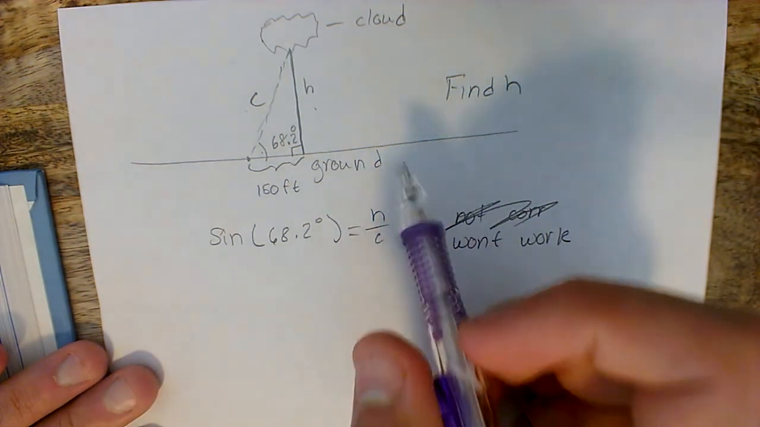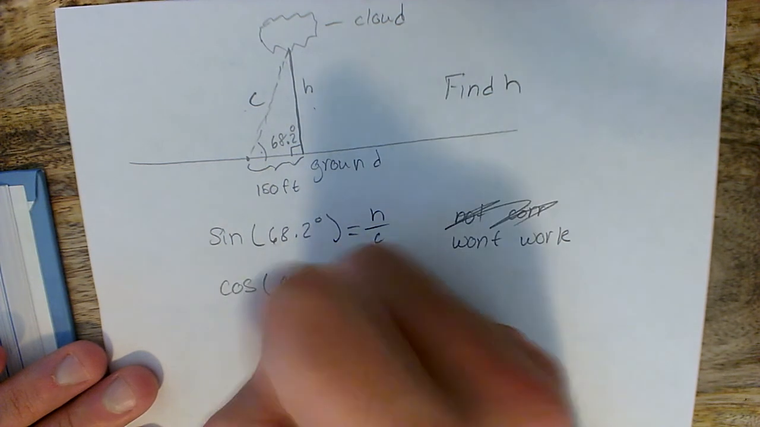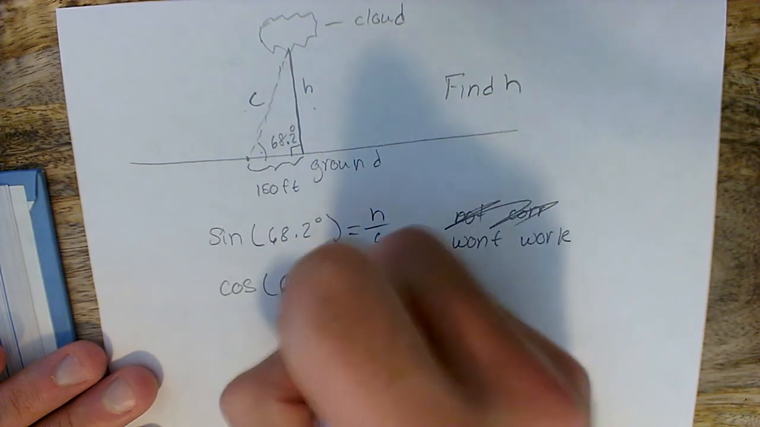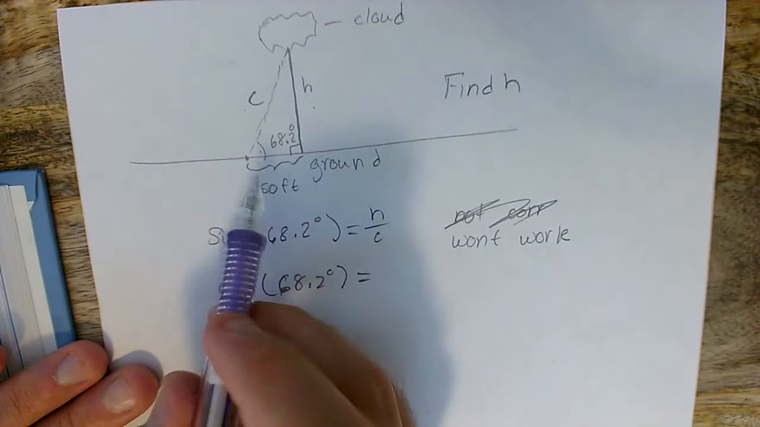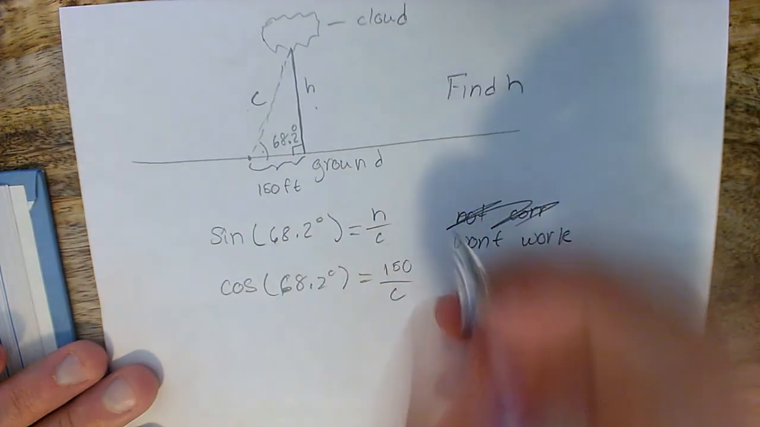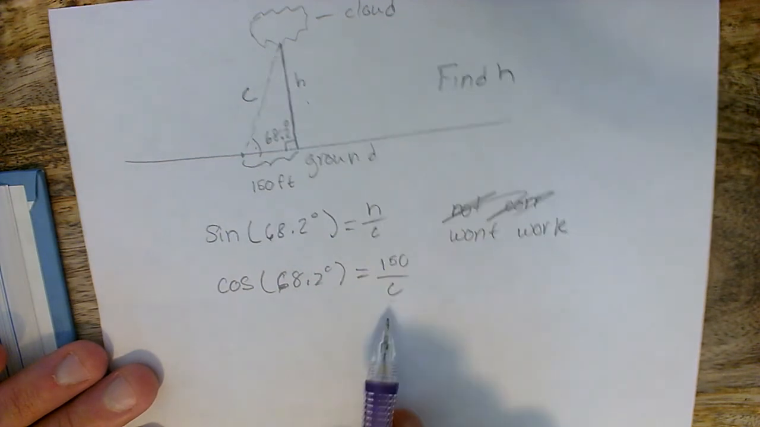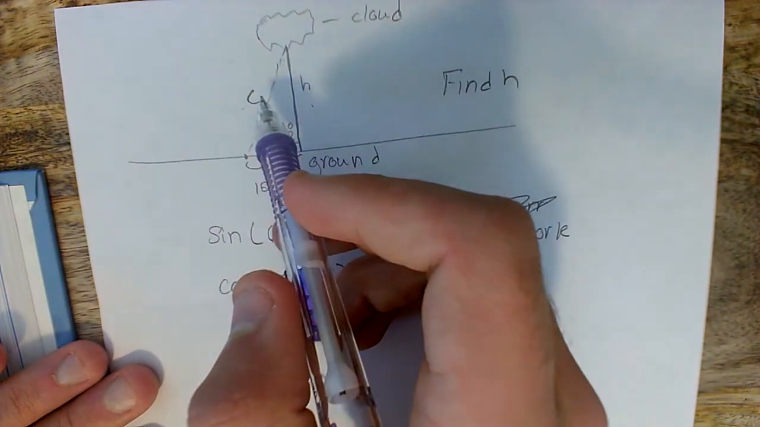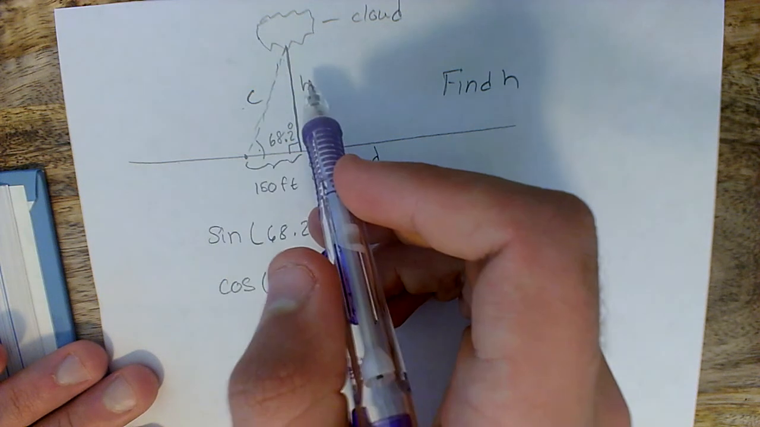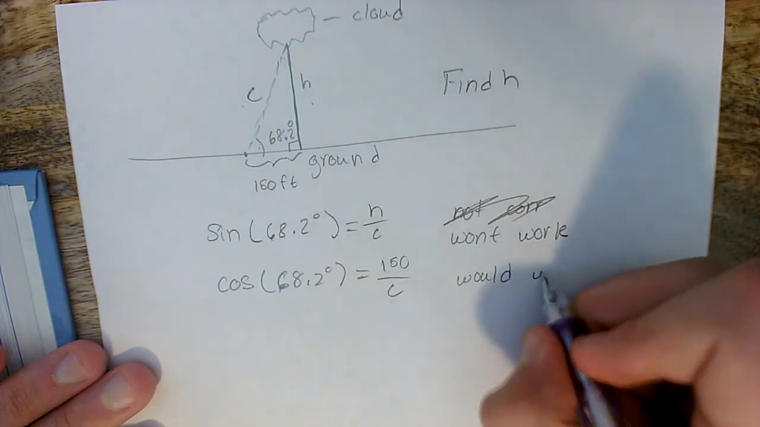What about cosine? The cosine of 68.2 degrees is equal to adjacent, which is 150 feet, divided by c. So this could work, because you could solve this for c, and then you could use the Pythagorean theorem to figure out what h is. So this would work.